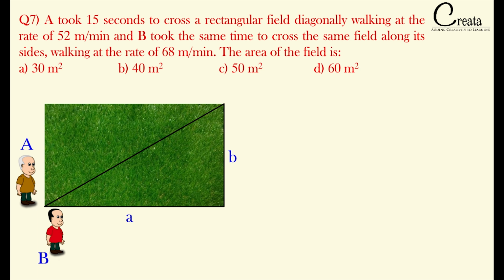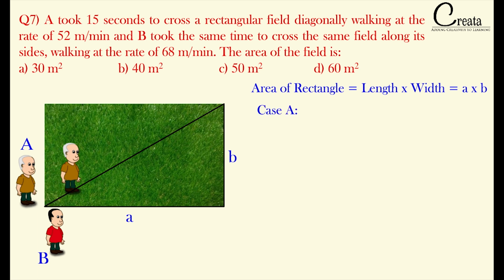Further, we have to calculate the area of this rectangle. Means we have to calculate length into width, that is a into b. So basically we have to calculate the product of a and b, that is ab, that is the area of this rectangle. So let's take the first case, that is A took 15 seconds to cross this rectangular field diagonally, walking at the rate of 52 meters per minute.